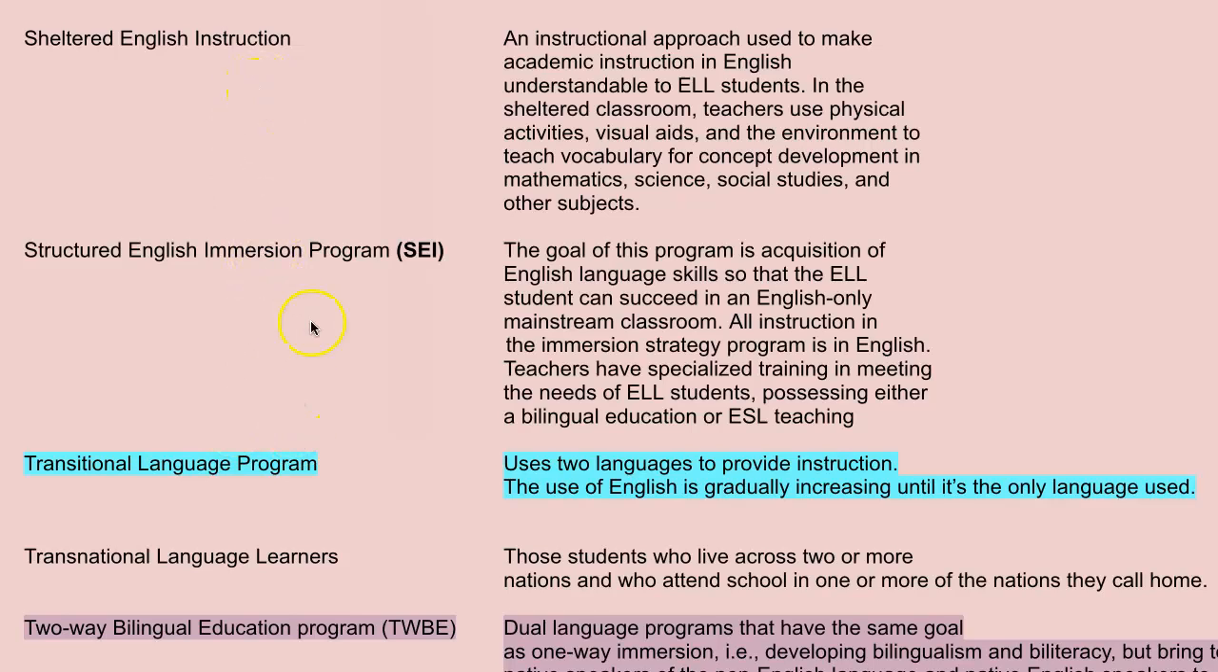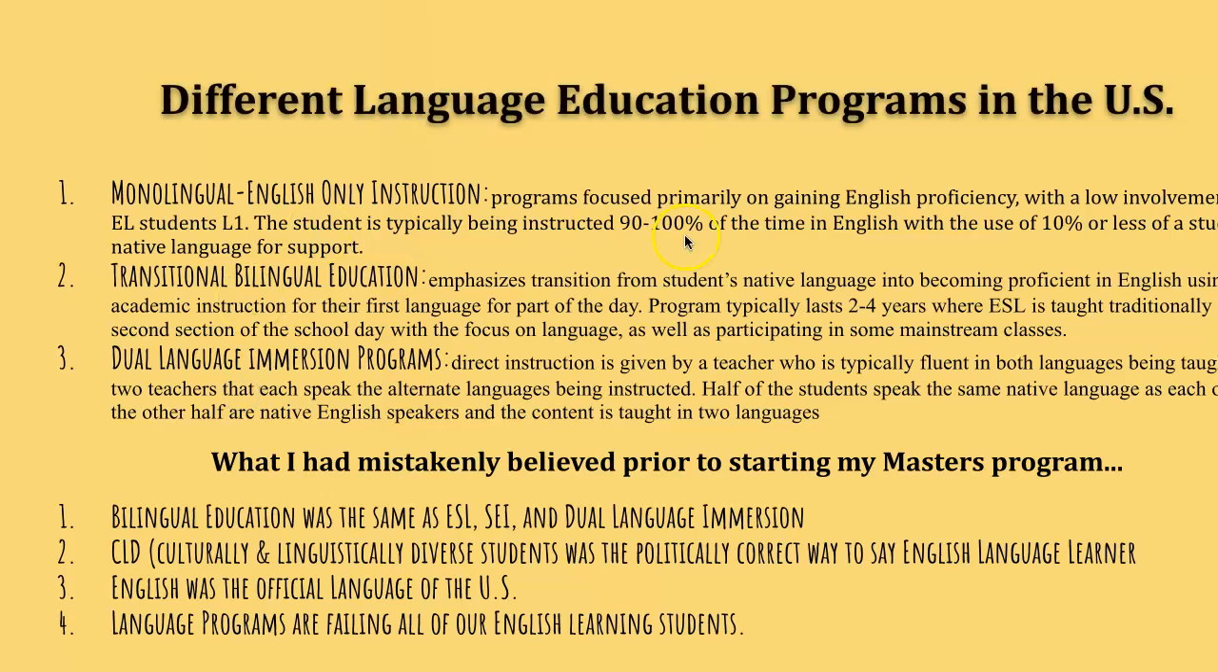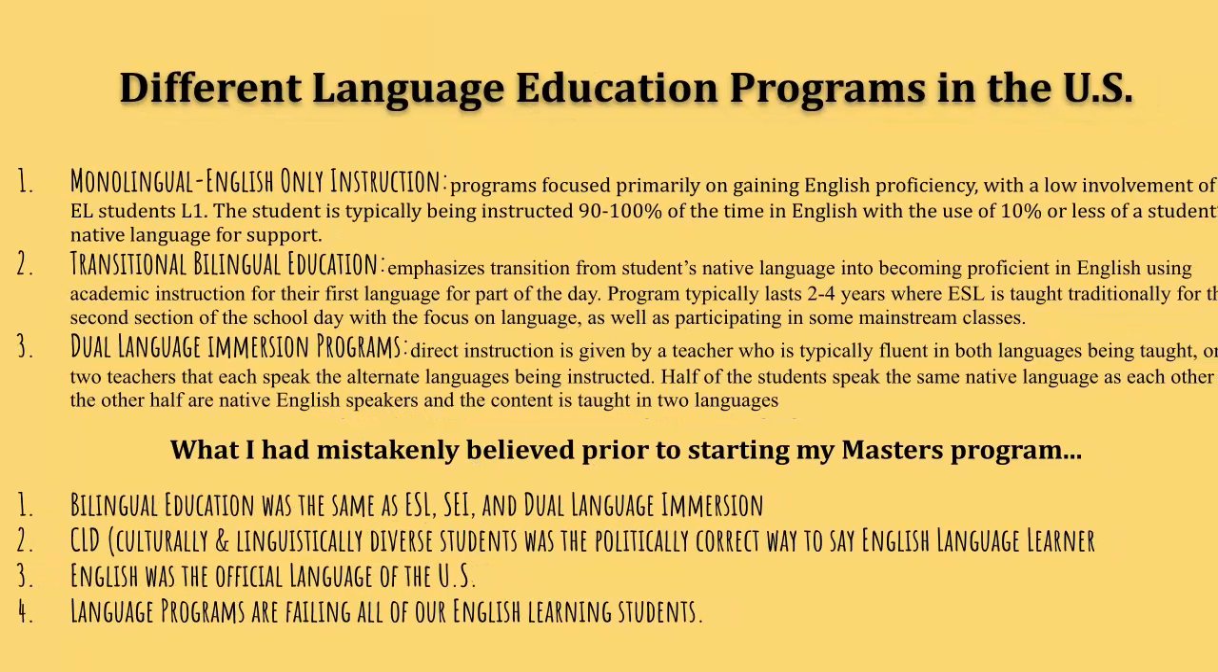Also, just kind of touching on sheltered English instruction, structured English immersion programs, the different types of transitional language programs, and two-way bilingual education programs. Different language education programs in the U.S. Now, let me see, I'm going to move this down. There are three main models that I focused on: monolingual English-only instruction, transitional bilingual education, and dual language immersion programs.